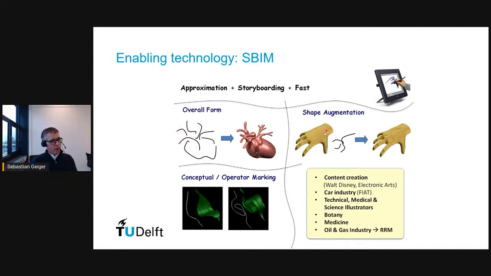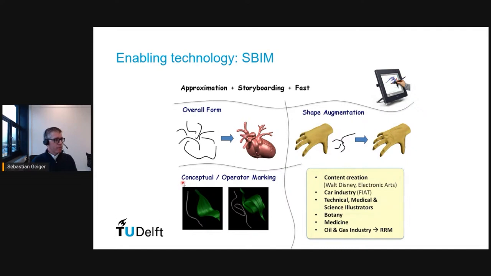You can augment shapes. So you have a hand here, and you want to add some veins to the back of the hand. So you sketch the outline of the veins, and then these outlines merge with the hand to create a biologically consistent model of your hand with some veins on the back of the hand.